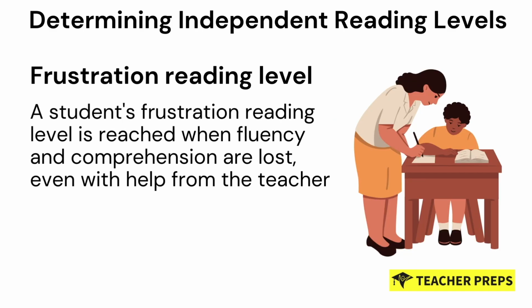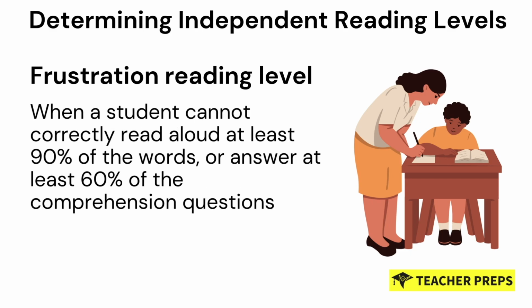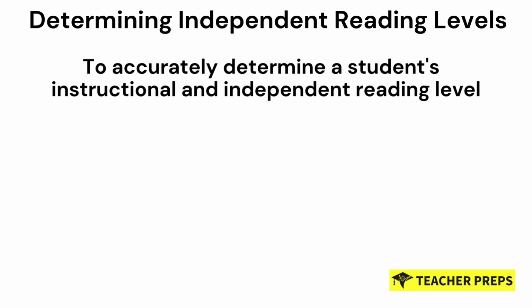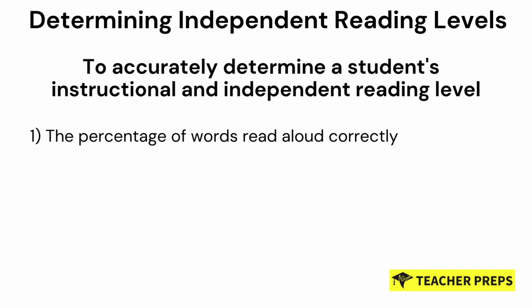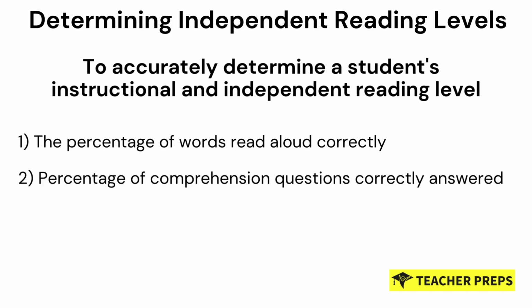A student's frustration reading level is reached when fluency and comprehension are lost, even with the help from the teacher. The frustration reading level is defined when a student cannot correctly read aloud at least 90% of the words or answer at least 60% of the comprehension checking questions correctly. Quick to note, a teacher needs these two things to accurately determine a student's instructional and independent reading level. Number one, the percentage of words that the child can correctly read aloud. And number two, the percentage of comprehension questions the child correctly answers.